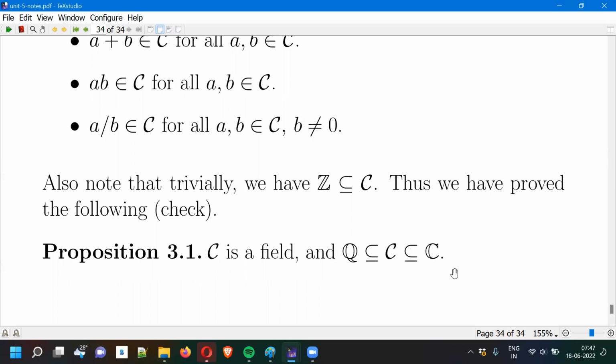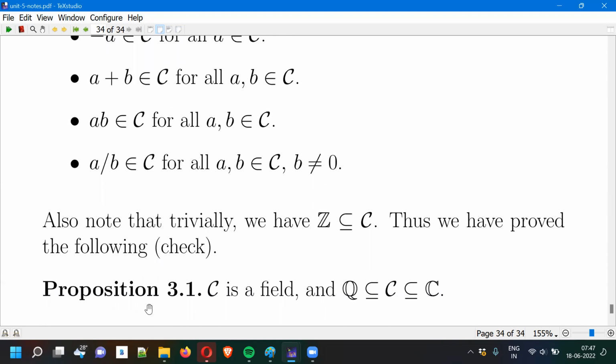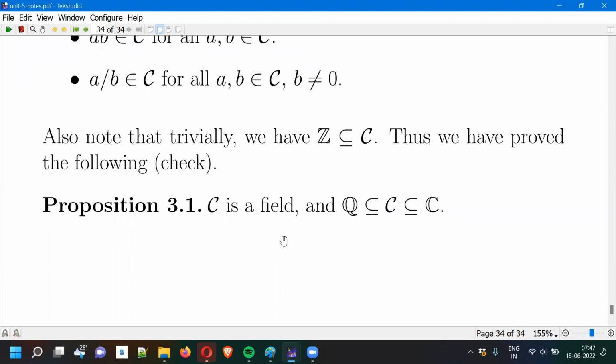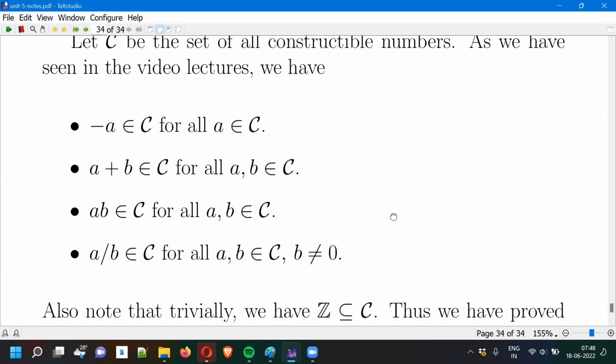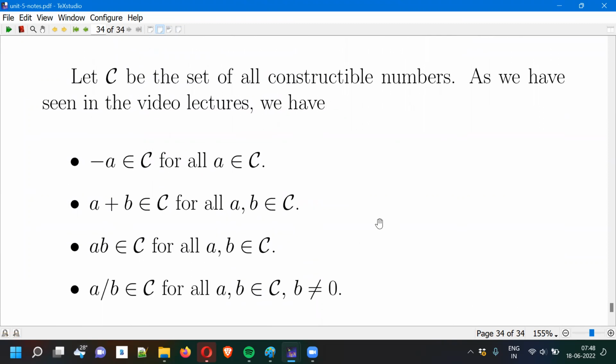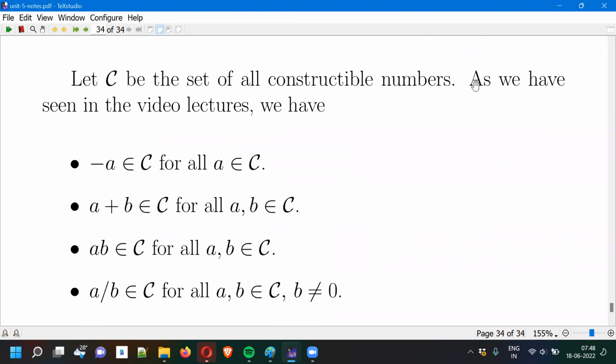So the set of all constructible complex numbers is a subfield of C, and it contains the set of all rational numbers. If you only consider real constructible numbers, then the set of all real constructible numbers will be a subfield of R, and it will again contain all rational numbers. That is the main proposition here. That's the only theorem that we have to learn here, and the proof is just proving these properties. So how do we prove these properties? As we have seen in the video lectures, I will show now how to prove these things. So let us do that.